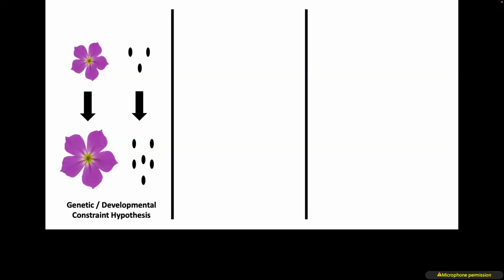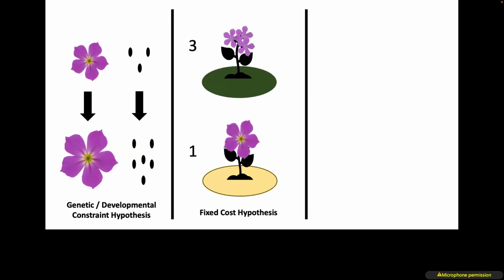The second hypothesis being the fixed cost hypothesis. So this is a selection type of argument in which producing fewer larger flowers is less costly than producing many flowers, even if you're still producing this large flower. And so under resource limited environments, you might expect large flowers to evolve because it's less costly to produce one than to produce three smaller ones.